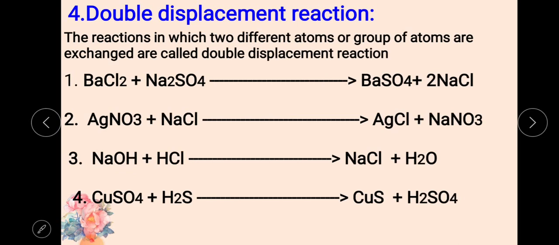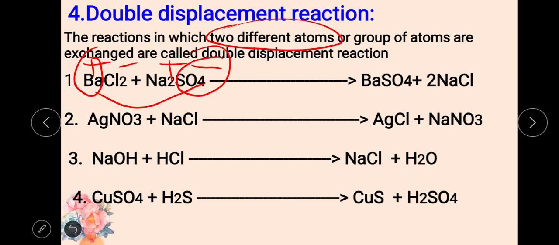In a double displacement reaction, two different atoms or groups of atoms are exchanged, or we can say an exchange of ions takes place between them. See barium chloride, BaCl2, with Na2SO4. Both exchange ions: barium takes the sulfate anion and sodium takes the chloride, so we get barium sulfate and sodium chloride.